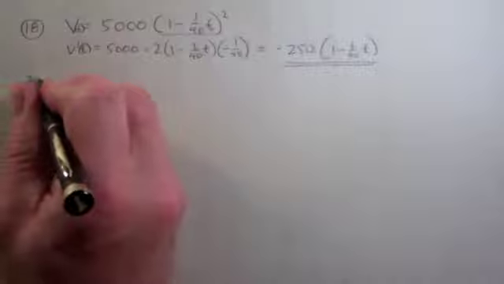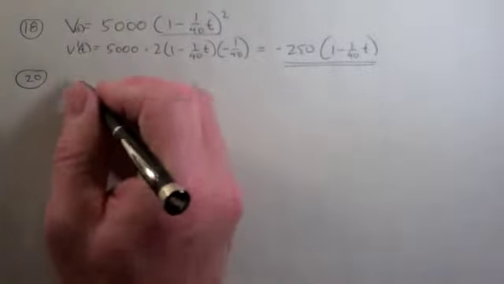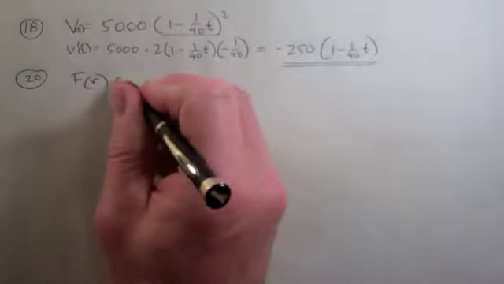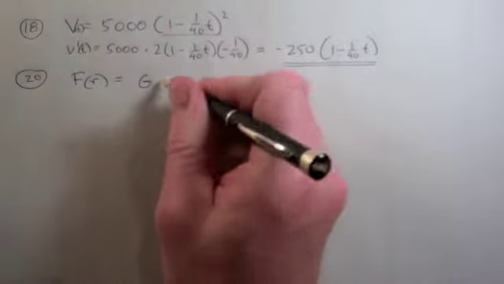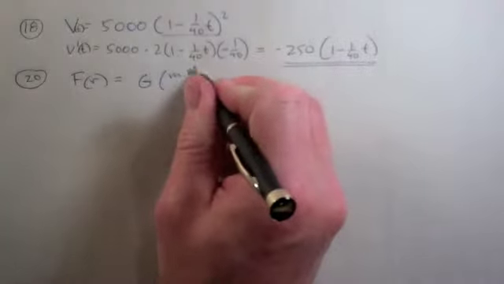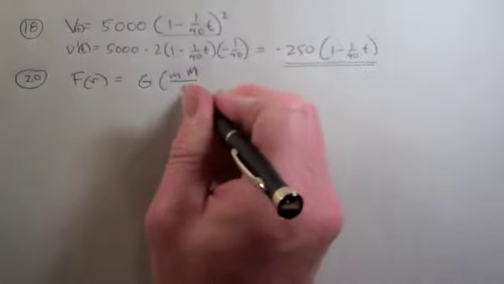Number 20, similar in that you've got this equation. In this case, one of my all-time favorites. This is Newton's law of universal gravitation. The equation, I'm writing it slightly differently here: G times little m times capital M all over r squared.